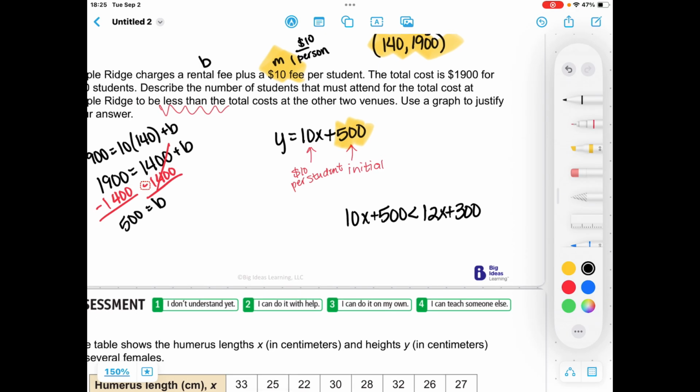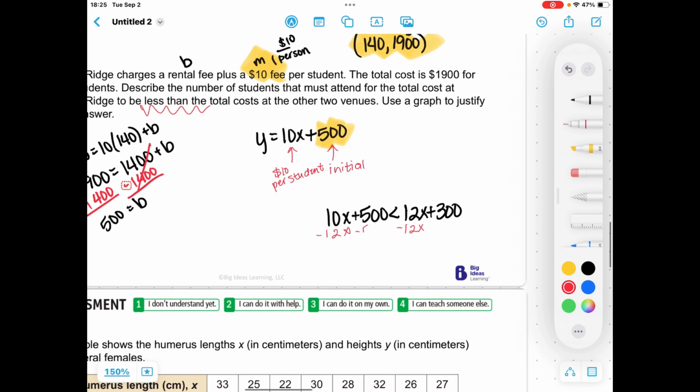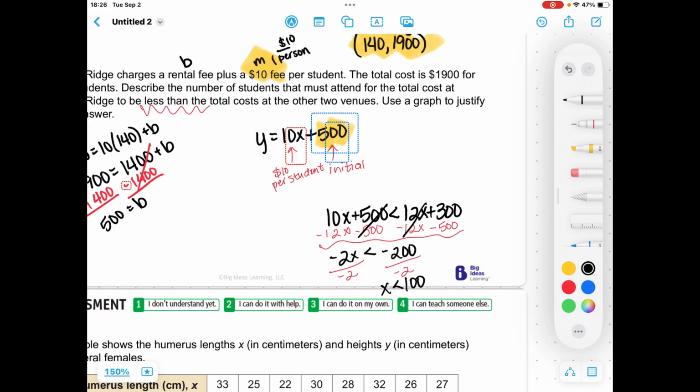And then just solve for X. I don't care how you solve for X. I like to keep X to my left. If you don't like to do that, that's fine too. Either way, I'm going to have to subtract 12X on both sides. And I'm going to do a 2 for 1. I'm going to go ahead and subtract this 500 on both sides as well. Do not freak out if you get a negative number because it ends up canceling out. This is a negative 2X is less than, because that cancels too, a negative 200. Look what happens here. We're going to divide by that negative 2 on both sides. And that X value needs to be less than 100 people.